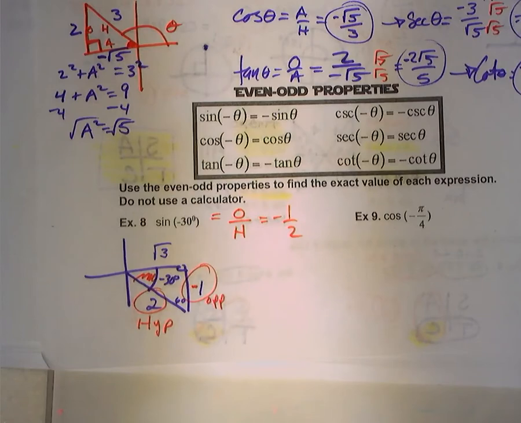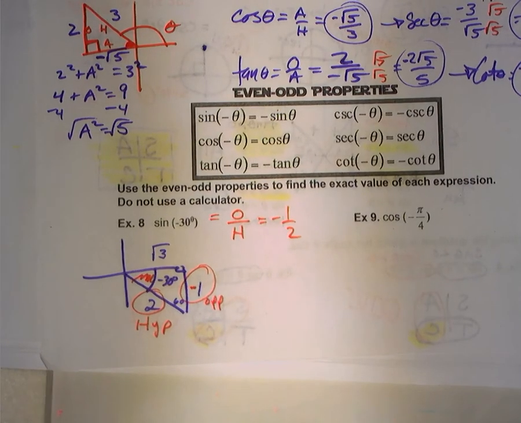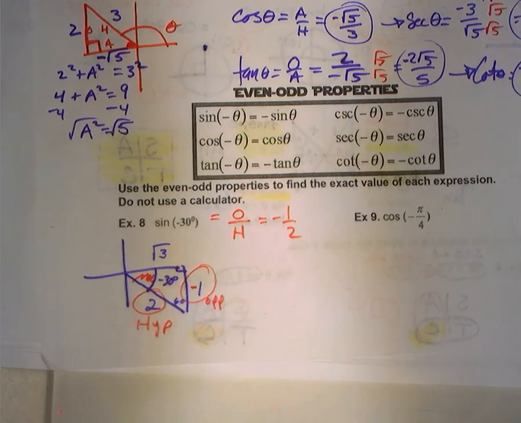Do you need that? If you know how to make your reference triangles, doing negatives going down, you're good to go. Okay. All right. So, ladies and gentlemen, that is it. I don't need to do example 9. Any questions before we get out of here?